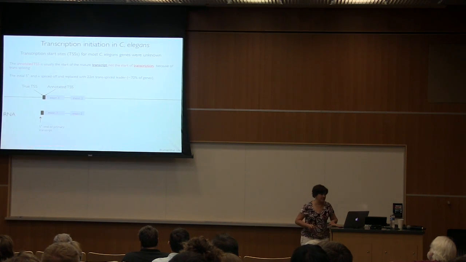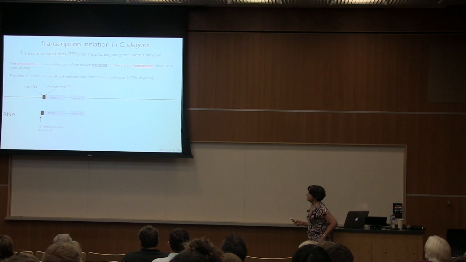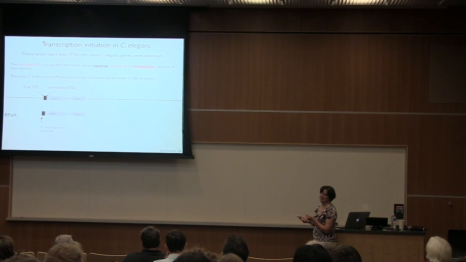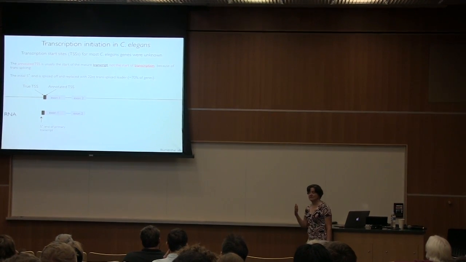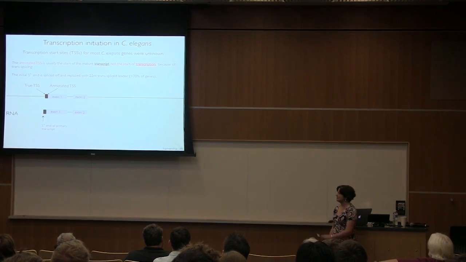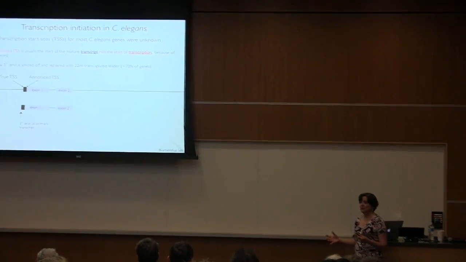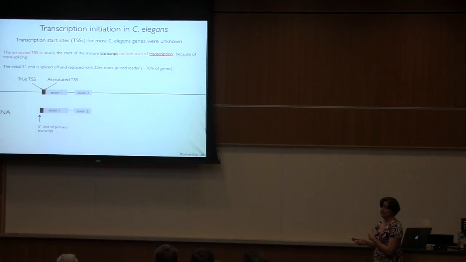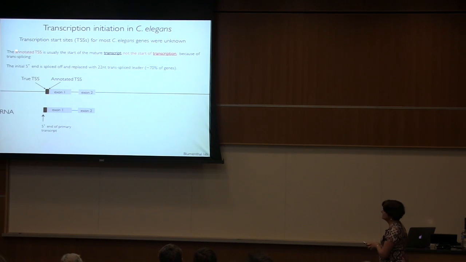So to start, we're studying transcription, and I just want to start by telling you something we did a couple of years ago, and it's a kind of dirty secret that a lot of people don't appreciate. If you're studying transcription, obviously you need to know where promoters are, where transcription starts. And until a few years ago, we didn't know where transcription started for almost any genes because of trans-splicing. So the majority of genes are trans-spliced in C. elegans, and the annotated start, the TSS in WormBase still mostly, is not the transcription start site, but it's the transcript start site, the start of the mature transcript after trans-splicing.